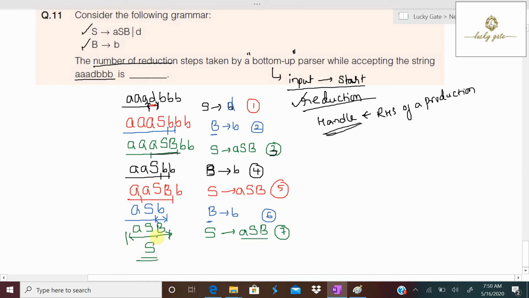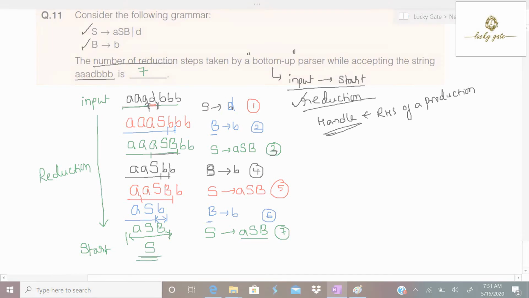In the bottom-up parsing technique, we have to start with the input and reduce this input, in a series of handle prunings, to the starting non-terminal. This complete process we call the reduction process. In this reduction process, to reduce this input to the starting non-terminal, how many steps are required? 1, 2, 3, 4, 5, 6, 7 steps are required. So the answer for this question will be 7.